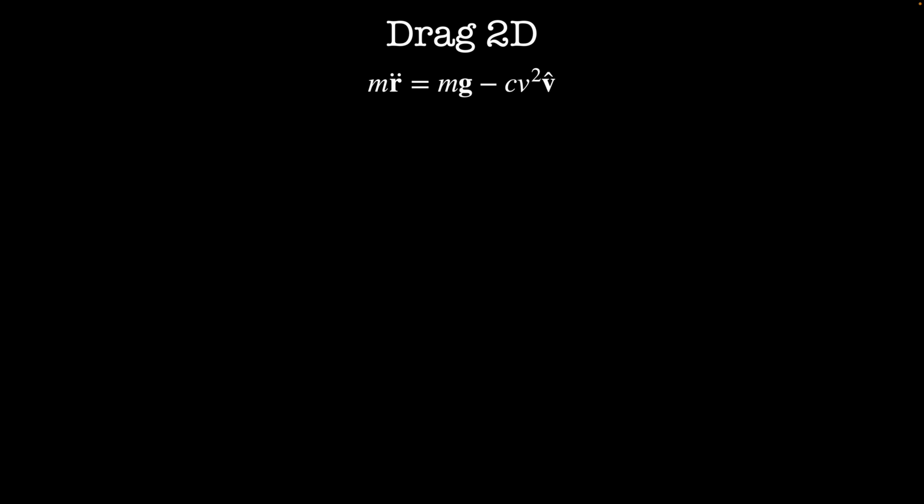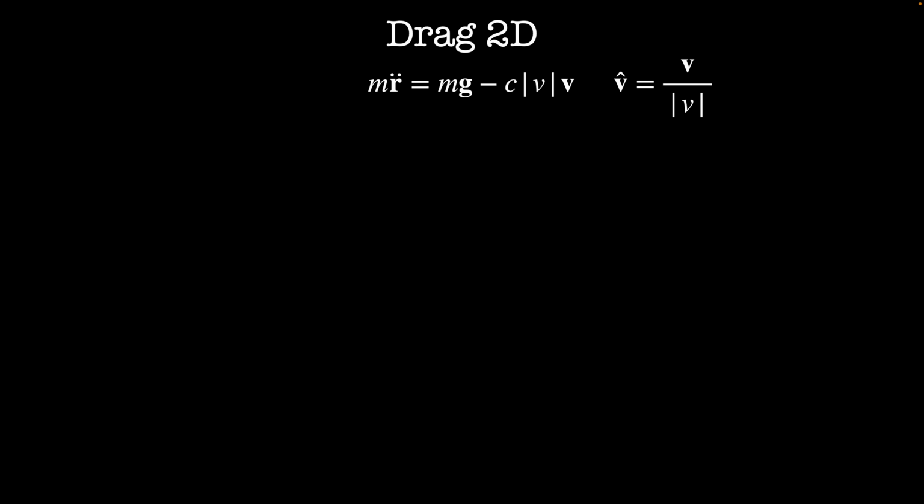The last thing I want to mention briefly is what happens with drag in 2 dimensions. Here's an equation of motion. m r double dot is equal to mg minus c v squared times v hat. Here I'm picking quadratic drag, but this can be any type of drag. The important part is that there's a scalar function of v and that its direction opposes the direction of motion. We can rewrite the vector v hat as the vector v divided by its magnitude. That means our drag force is equal to minus c times the absolute value of v times the velocity vector.